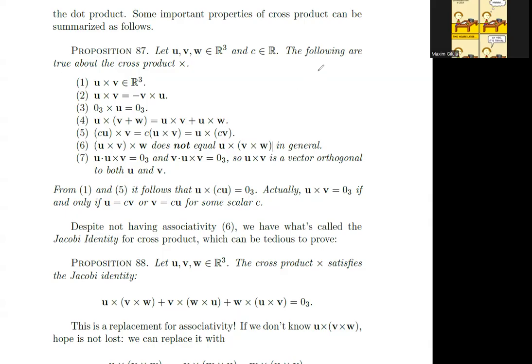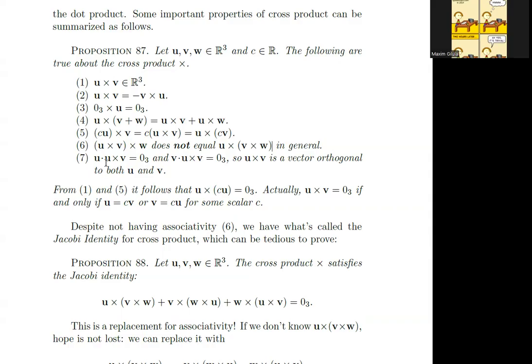Now, there's also a helpful circle, I, J, K. So if I cross I, J, I get K. And if I cross J with K, I get I. So it goes around in a circle in some nice way. And we've already seen this kind of diagram with determinants because determinants have something to do with permutations. So it's not surprising that we can remember this as some kind of circle or permutation.